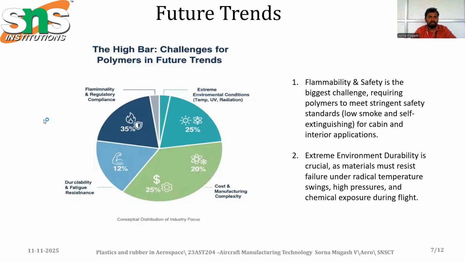So, the future trends developing in aerospace polymers focus on improving flammability resistance, smoke and toxicity control for cabin safety, self-healing materials, extreme environment durability for space missions, and smart materials that can sense danger or temperature changes. These advancements aim to meet strict safety standards while improving aircraft performance and passenger comfort.